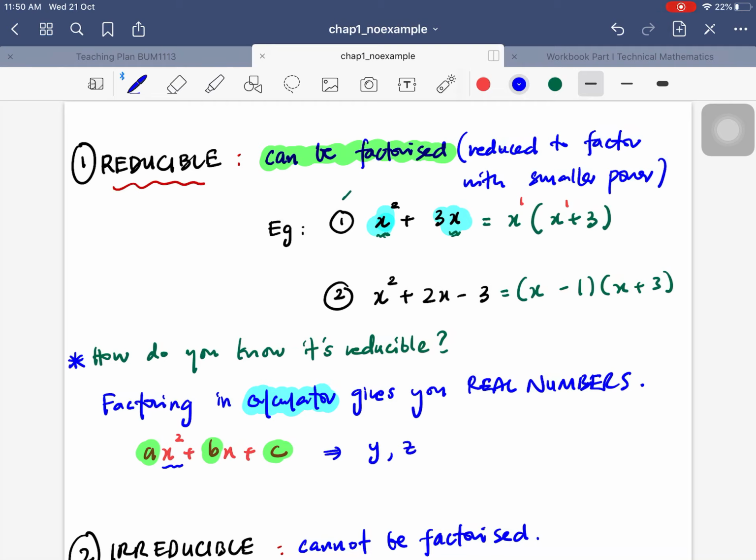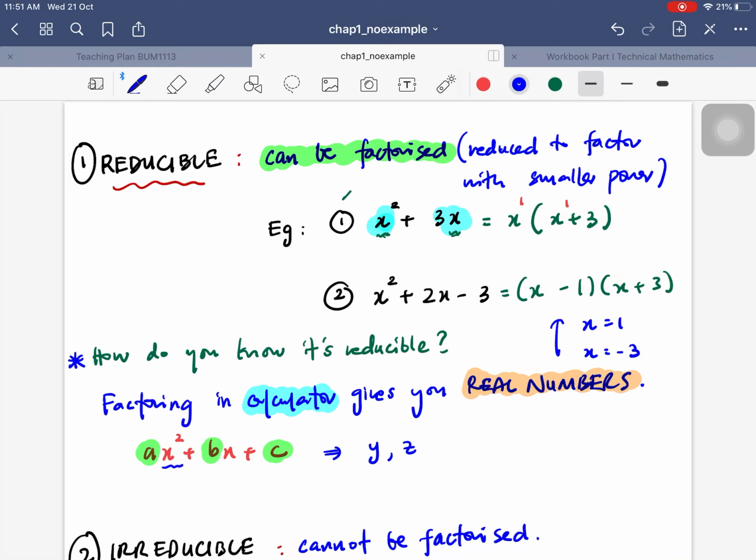What happens is that if you plug in the values of a, b, and c in your calculator and you find the roots, if the calculator gives you real numbers, then that means that the function is reducible. For example, referring to this previous example right here, I will get roots of x equals 1 and also x equals negative 3.